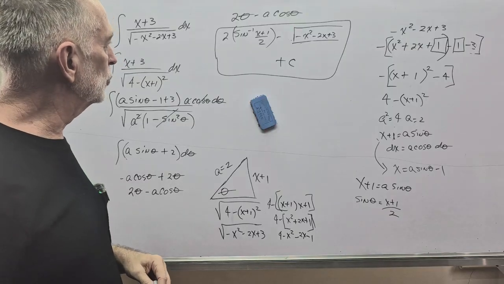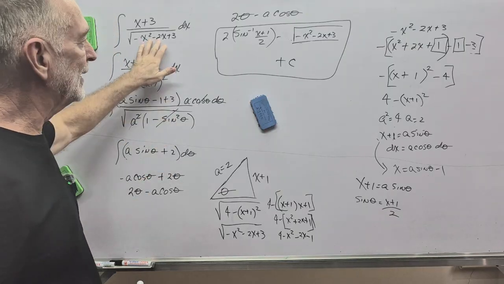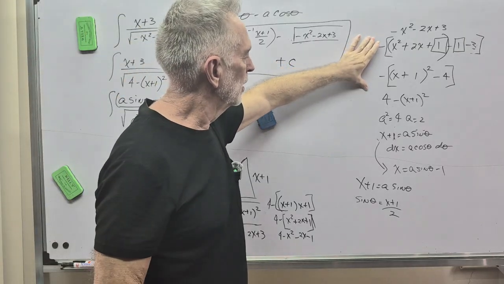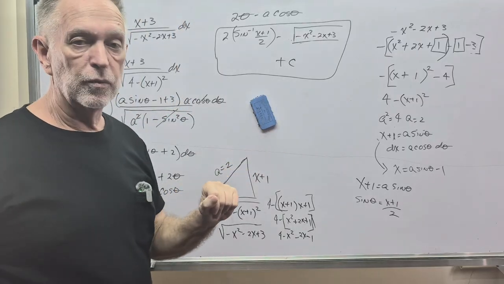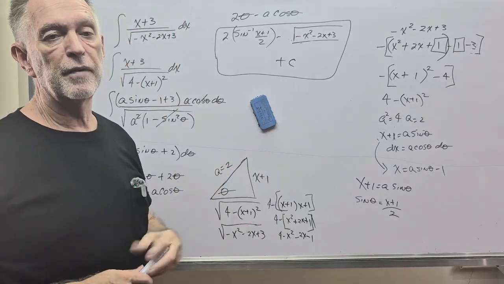So the tools we used were completing the square, did that here, and then we saw the results, and we could use a trig substitution after that.